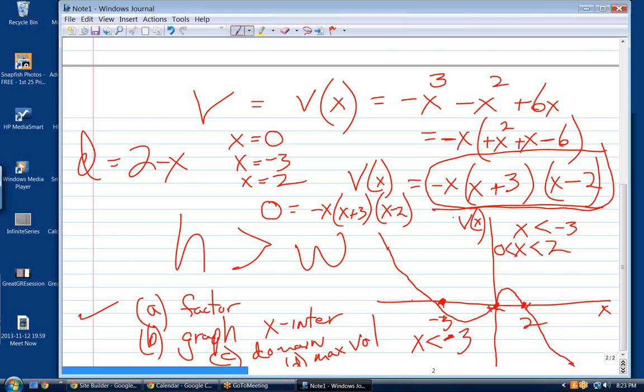The question is, how negative can we let x be? Because clearly, if we were able to let x equal minus infinity, that would give us the maximum v of x. You see why? In other words, the further we go to the left on the x-axis, which is what happens when we let x equal a big negative number, the higher v of x goes. So the maximum volume, if we could, would be to let x go to minus infinity.